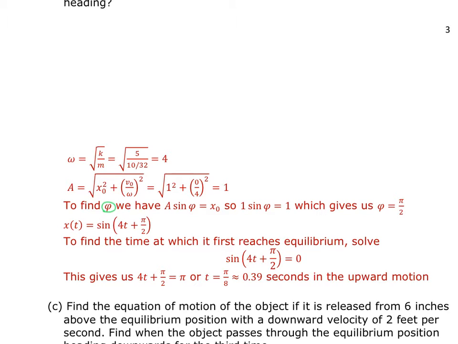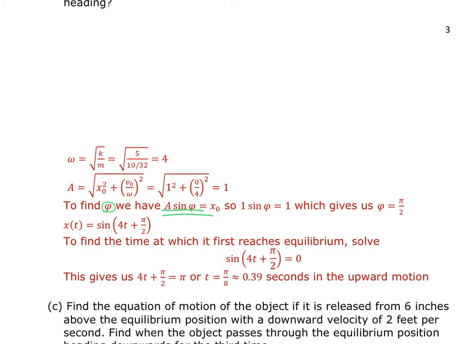So I use this formula right here that says A, which I found to be 1, times the sine of phi, which is just an angle, is equal to my initial position. So 1 times the sine of phi is equal to 1. Where is the sine of any angle equal to 1 on the unit circle? Pi over 2. Does that make sense?